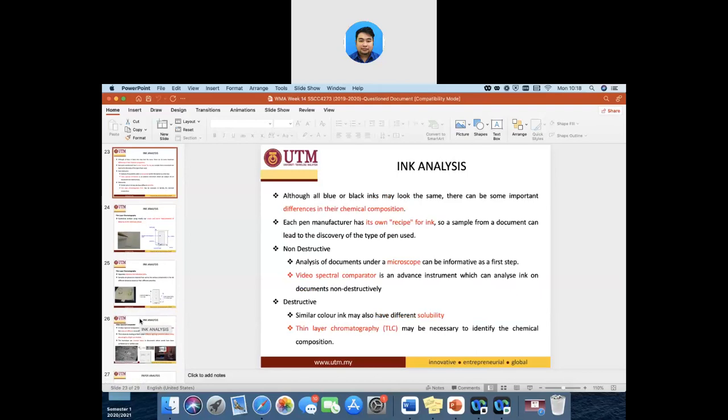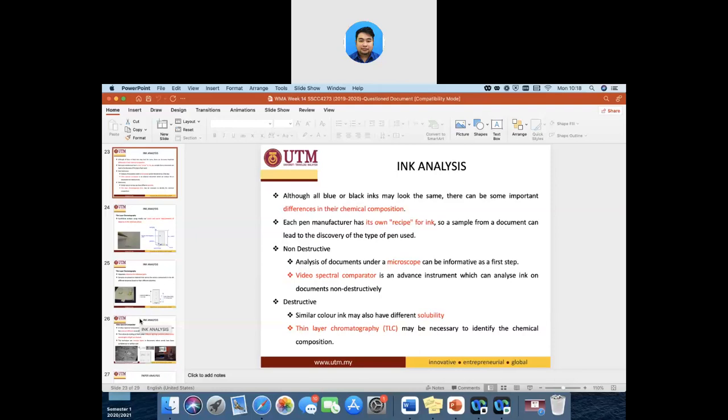So document is closely related to ink as well. Okay, ink analysis. Now we are going to look into ink. Although all blue and black inks might look the same, all blue pens and all black pens, we see them as the same. But the chemical composition is going to be different because each manufacturer of the pen has their own recipe for their ink.